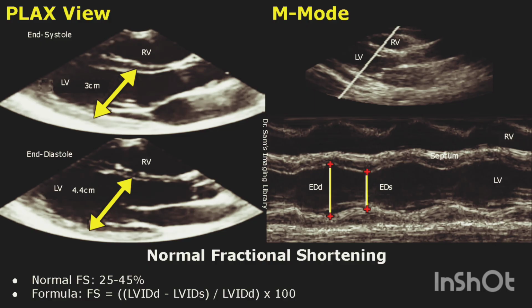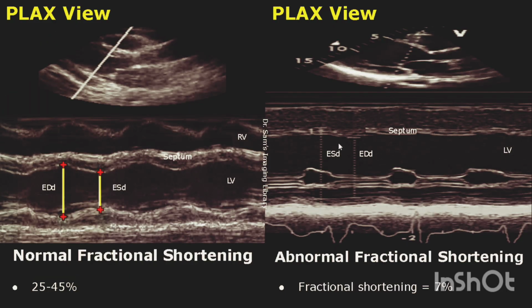This is the formula used: end diastole left ventricle internal diameter minus end systole internal diameter, divided by end diastole internal diameter, times 100. This gives us fractional shortening. In this image, we see a very low value of fractional shortening. The left ventricle seems to be dilated and thus gives a fractional shortening value of only 7%. This means that the heart is not contracting effectively during systole and indicates heart failure.